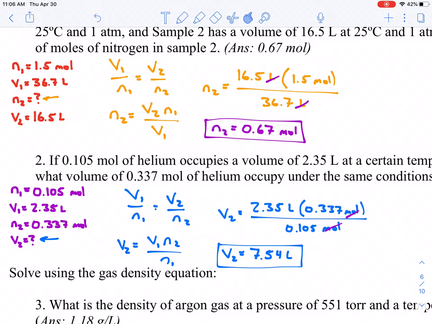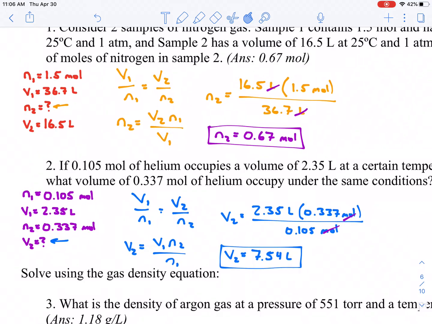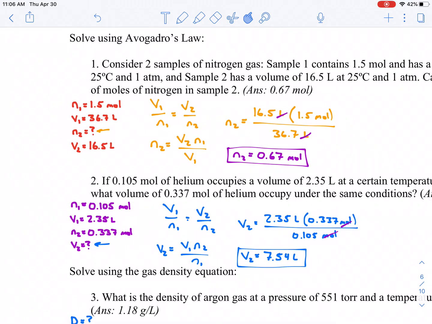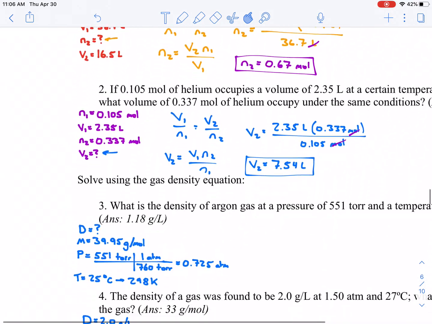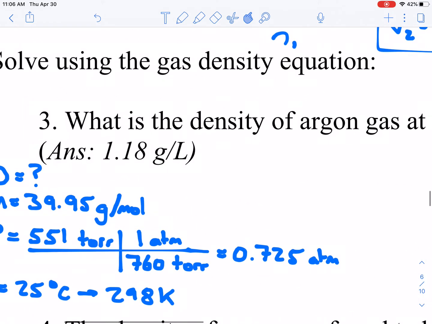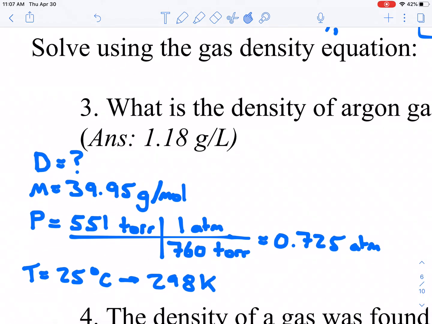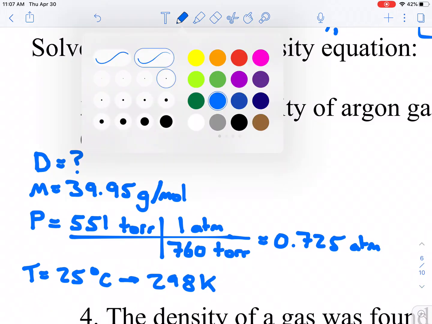Let's talk about that gas density equation, so that D equals MP over RT, and that's a little bit different. Unrelated to Avogadro's law, it honestly looks a bit more like the ideal gas law, because you'll notice when you define your variables for number 3, you get this. So I've already done some work here. Let's talk through what we've done.